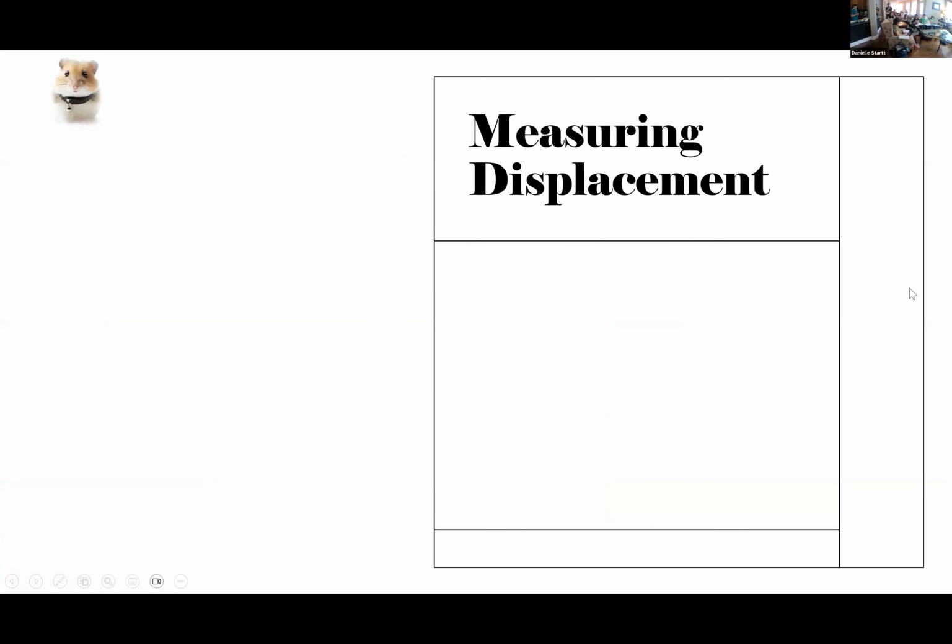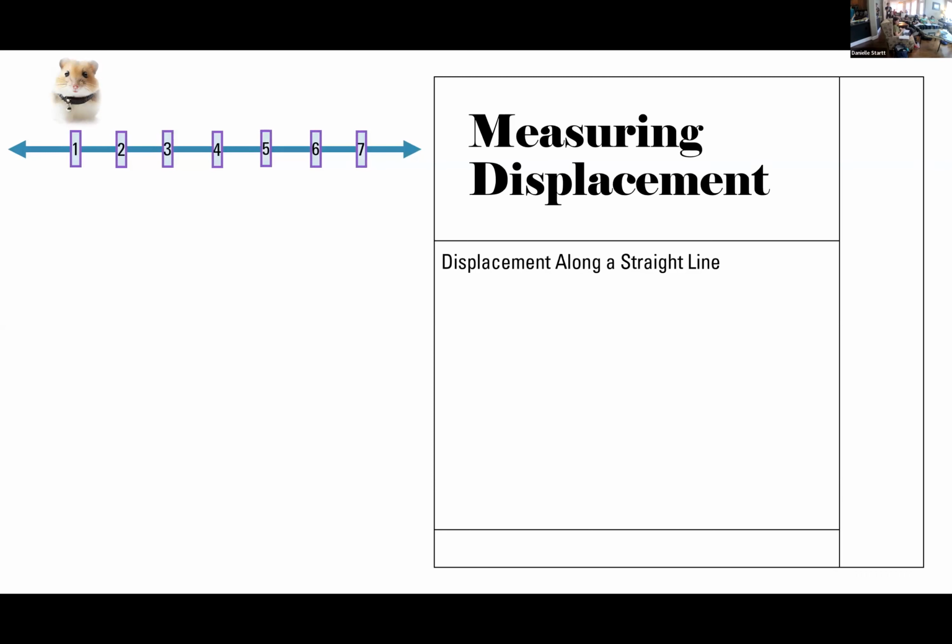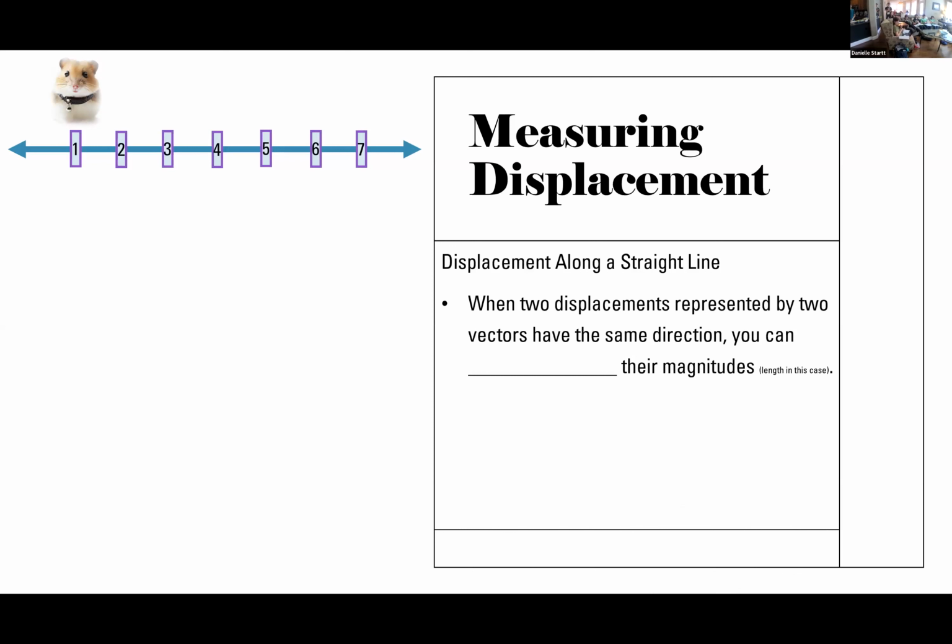So, how do we measure it? How do we measure displacement? We can measure on a straight line. This is the easy way. Here's a little line, and there's Fido. When two displacements represented by two vectors have the same direction, you can add their magnitudes. In this case, the magnitude is length.